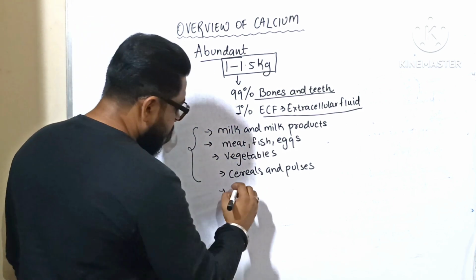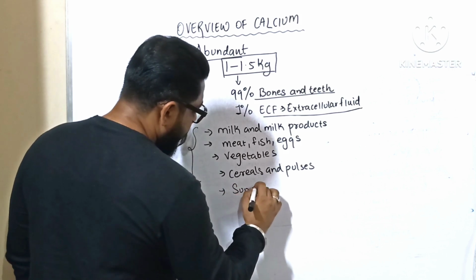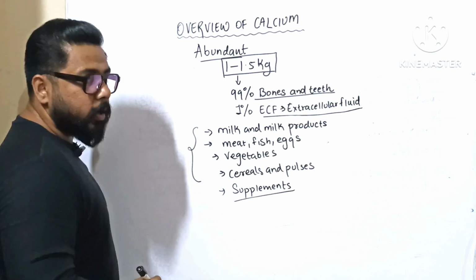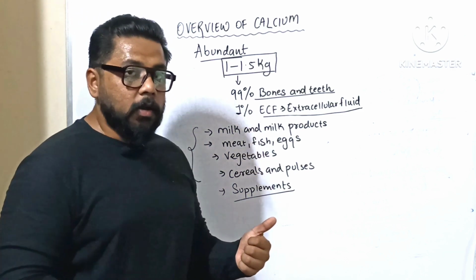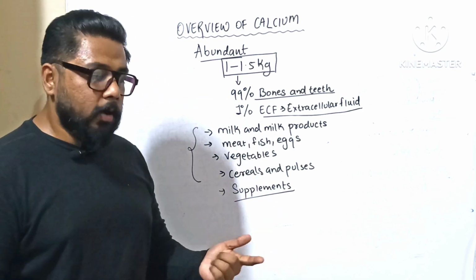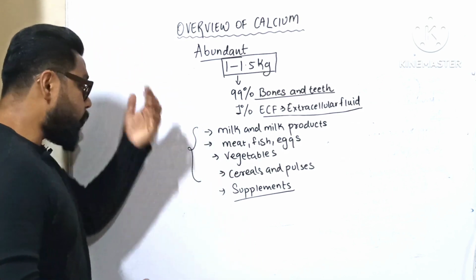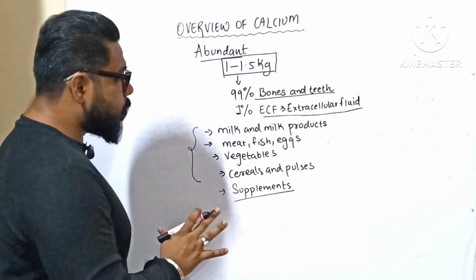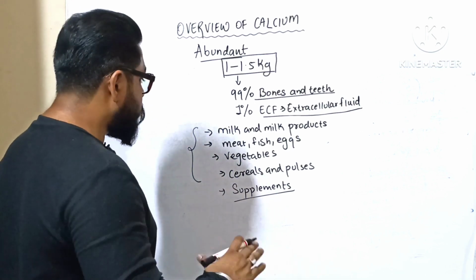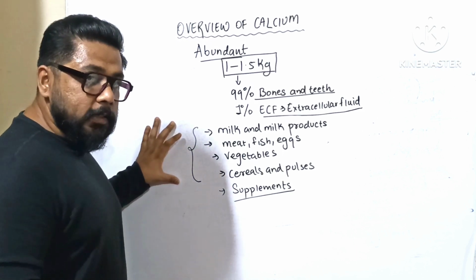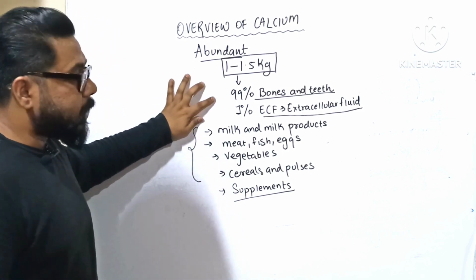And at last, supplements. There are two supplements: one is called calcium citrate malate, and one is called calcium carbonate. There will be a different lecture on calcium citrate and calcium carbonate, so we are not going to discuss how they work in total over here. These are the sources for calcium, and this is where the calcium is stored.